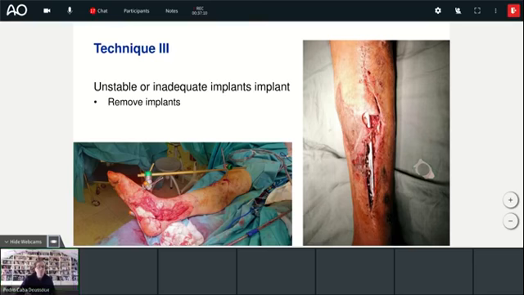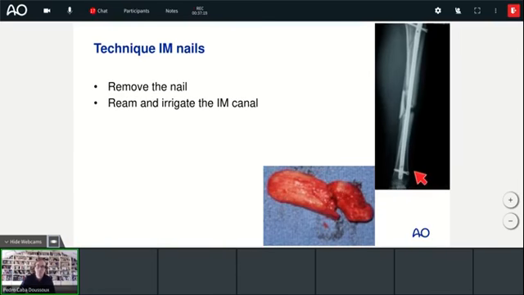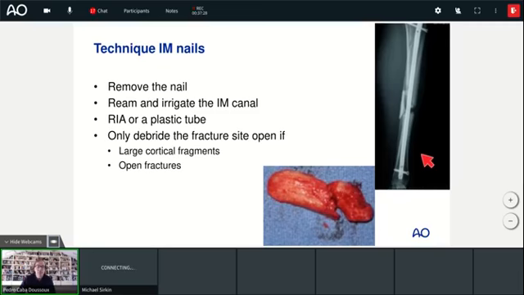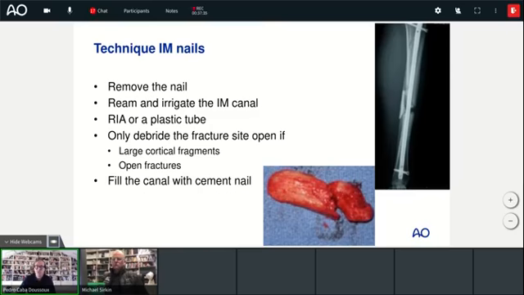And the bridge. X-fix, of course, for the nails, we'll have a talk about this, but just remember, remove, ream, irrigate, use a reamer or a plastic tube to clean the canal, and only debride the fracture site if you have large cortical fragments or open fractures. And of course, you have to fill the canal with something.